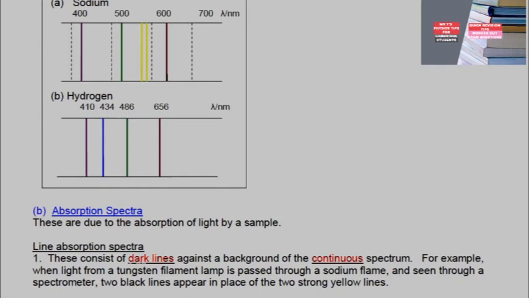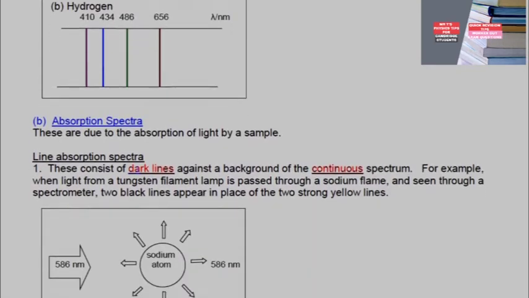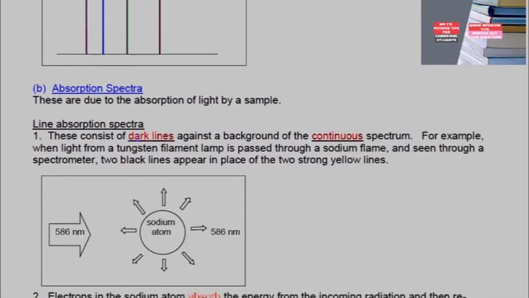Now, looking at the absorption spectra, these are due to the absorption of light by a sample. Absorption line spectra consist of dark lines against a background of the continuous spectrum. For example, when light from a tungsten filament lamp is passed through a sodium flame as seen through a spectrometer, two black lines appear in place of two strong yellow lines.